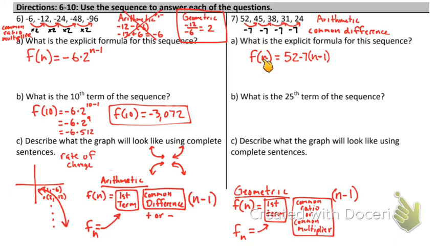But as I mentioned before, we're going to want to clean this up. This is not wrong, it's just we want to simplify this. We can now distribute the negative 7. So we're going to do the simplified version. On the test, you might have either one, so be prepared to simplify if you need to. So we're going to distribute the negative 7. It gives me 52 minus 7 times n plus 7.